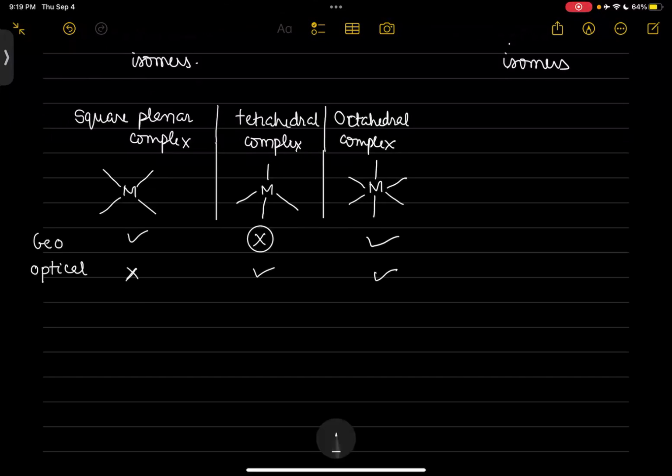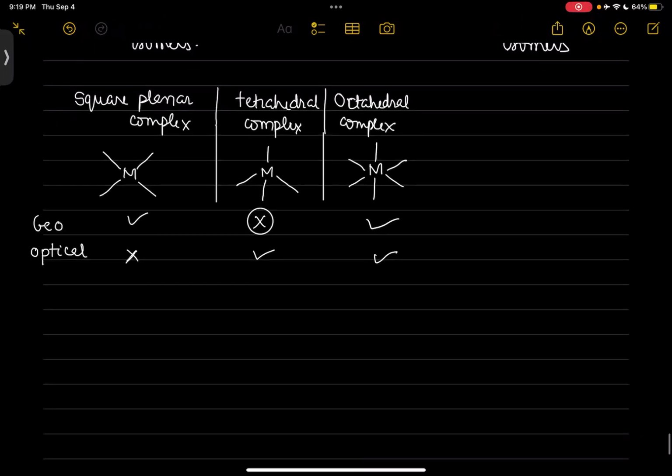Why will a tetrahedral complex not show geometrical isomers? What's the reason? In geometrical isomerism, if you look at the detail, you need to have complexes with cis arrangement of the ligands or trans. Cis means same side and trans means opposite side. Got it?